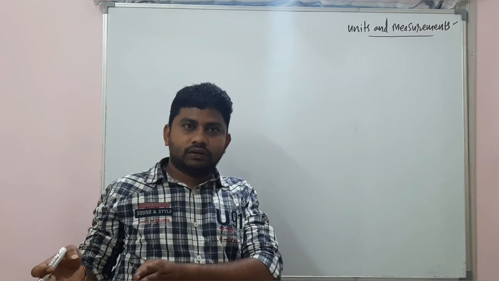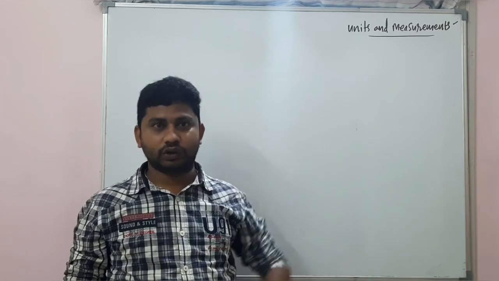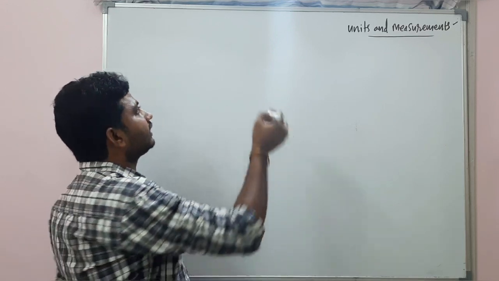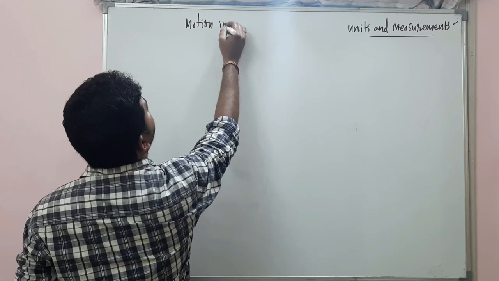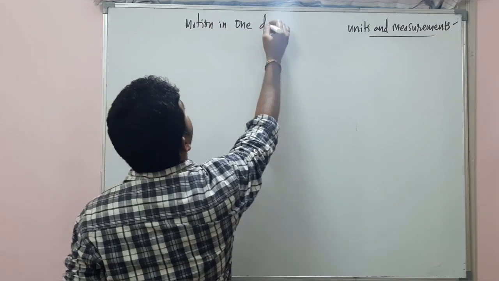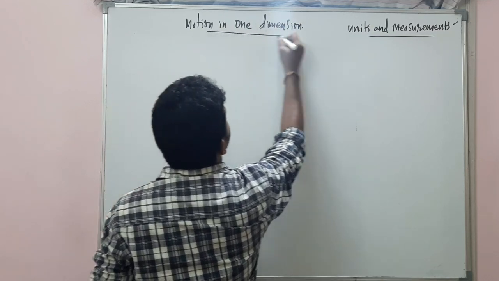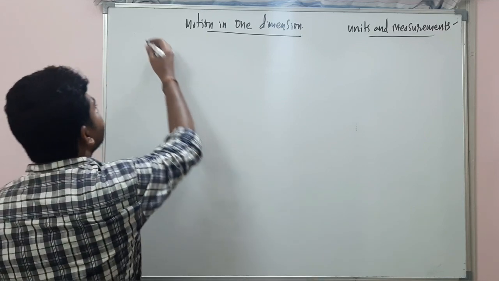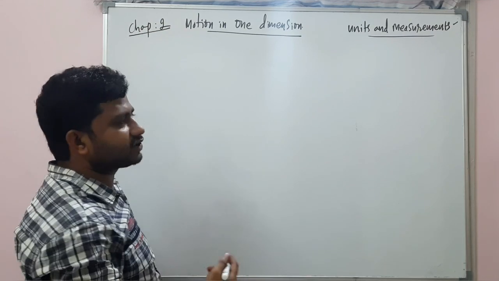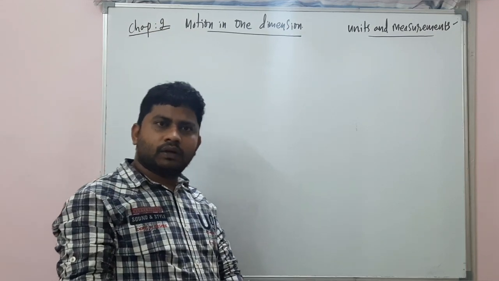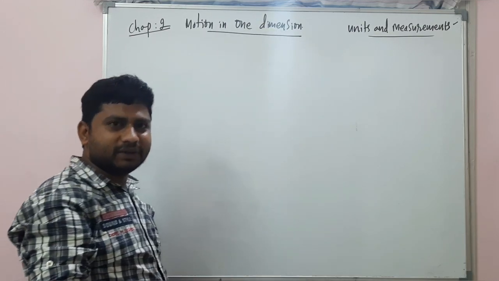On the other side, in physics, another track, the basic mathematics, is also going on. That basic mathematics will be useful in this chapter called motion in one dimension. What is that? Motion in one dimension. This is chapter number 2 in physics. First, let's start the chapter. What is motion in one dimension?